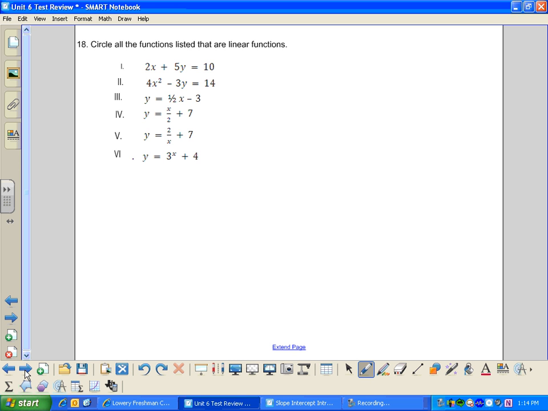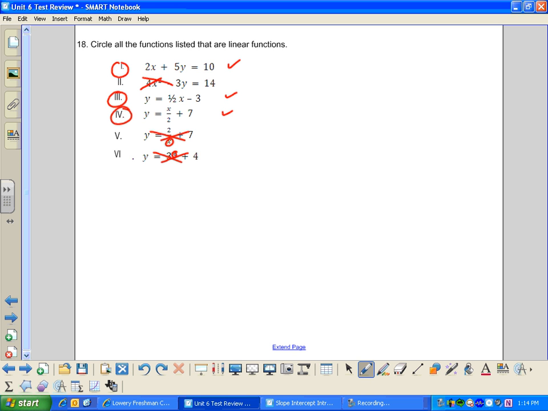Circle all the functions that are linear functions. Well, I'm going to figure out which ones are not linear functions for sure. This can't be; they can't have x squared. Oh, this one can't be. I can't have any variable in the denominator. And this one can't be one because I can't have a variable as an exponent right there. The rest of them have an exponent of 1. Looks good. Looks good. That one looks good. Okay, I'm going to circle these: 1, 3, and 4.